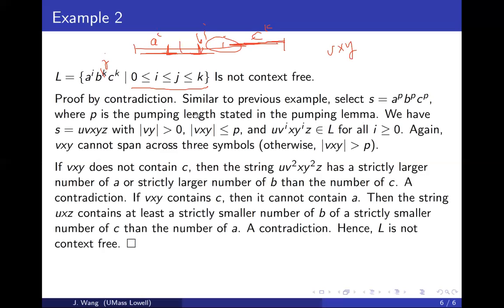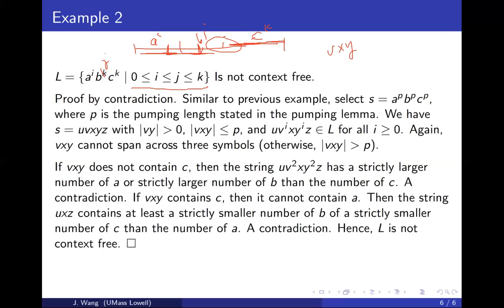So, proof by contradiction again. Similar to the previous example, we're going to select a particular string S, that's A to the P, followed by B to the P, followed by C to the P. It is in L because they all have the same number of copies of A's, B's and C's, where P is the pumping length stated in the pumping lemma.